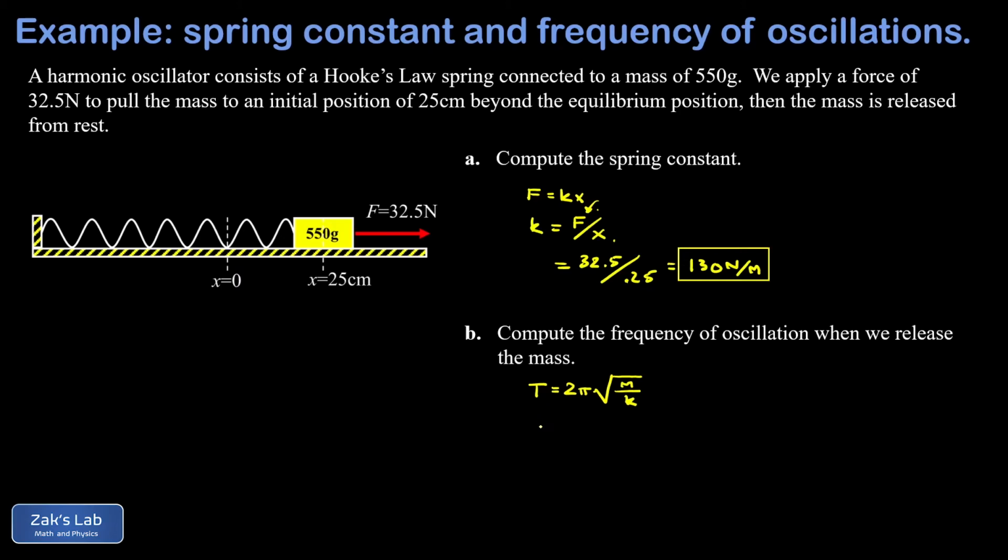Now the frequency is just the reciprocal of that. So that's 1 over 2 pi square root k over m. And we just plug the numbers in. Make sure to convert that mass to kilograms, 0.55 kilograms. To 3 significant digits, we get 2.45 hertz, or 2.45 oscillations per second.